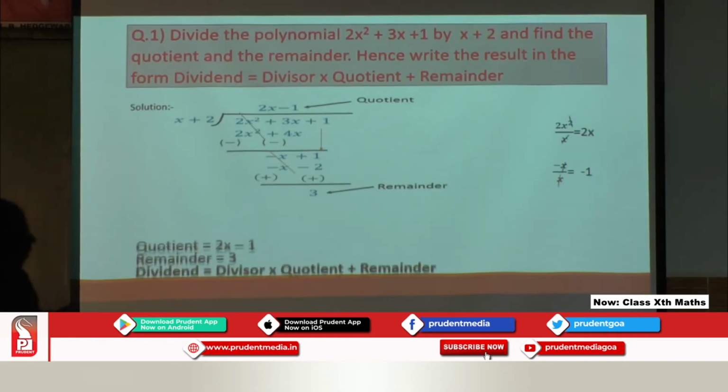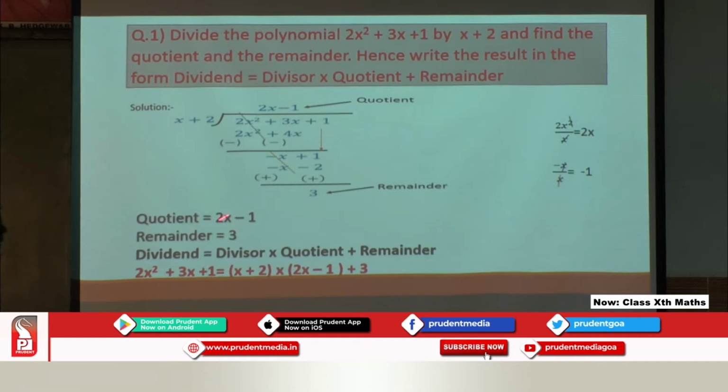So here the quotient is 2x minus 1 and the remainder is 3. Now again here in this question it is asked that write the result in the form dividend is equal to divisor into quotient plus remainder.